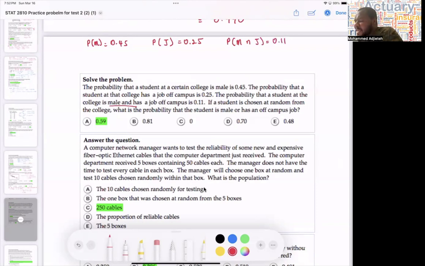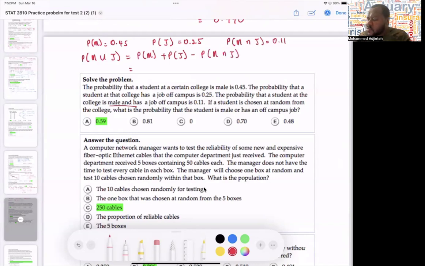Now the question is, if a student is chosen at random from the college, what is the probability that a student is a male or has a job off campus? So we are just looking for probability of you being a male or you have a job off campus. And this is what we are looking for. Remember, we know this formula already. This is the same thing as probability of male plus probability of you having a job off campus minus the intersection of you being a male and having a job off campus.